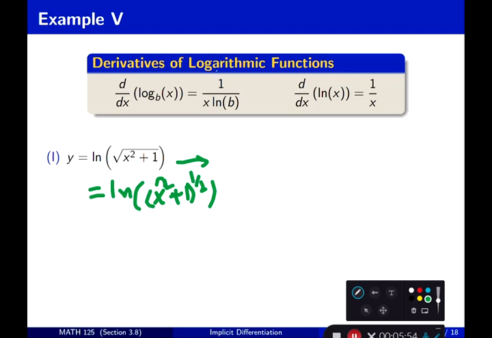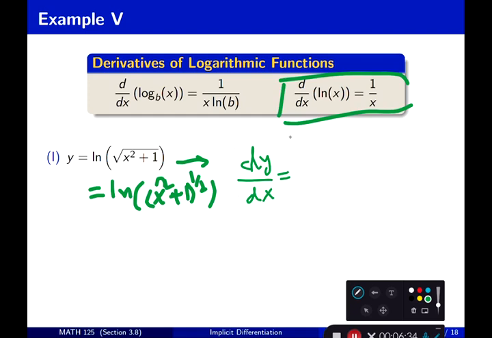And so according to this law, what this is going to give us is dy dx is equal to 1 over x, right? This one says dy dx is 1 over x, but what is x? x is what is inside the function.